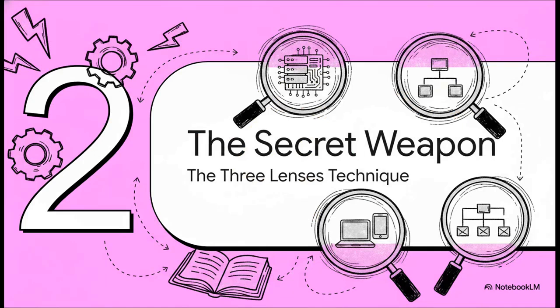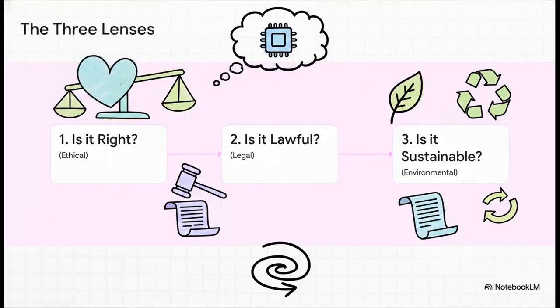Okay, toolkit's packed. Now for the main event. This is the secret weapon I was telling you about. A really simple framework that will let you break down any big exam question about the impact of technology. It's called the 3 lenses technique.